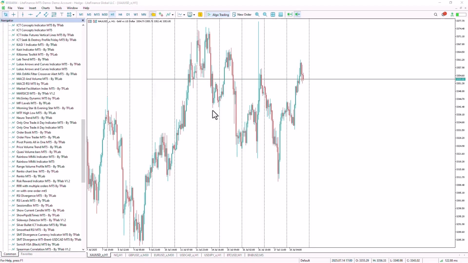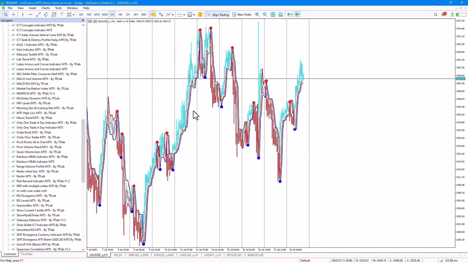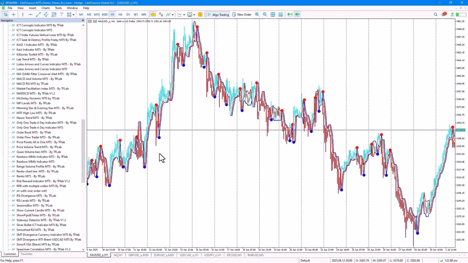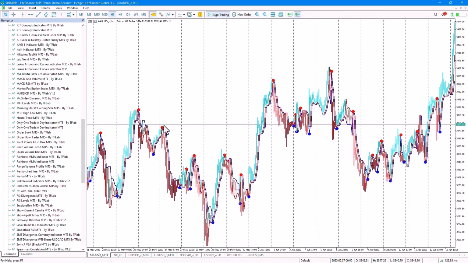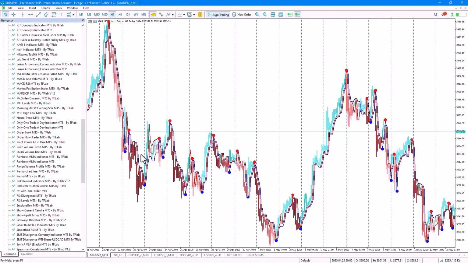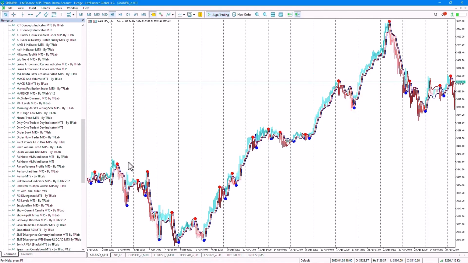From the Navigator section, select the indicator file and drag it onto the chart to run the indicator. Once the indicator is running on the chart, it starts displaying bullish and bearish trends within the market. The Neuro Trend Indicator is a special and practical tool for traders who are looking to receive signals for entering the market when a trend changes.